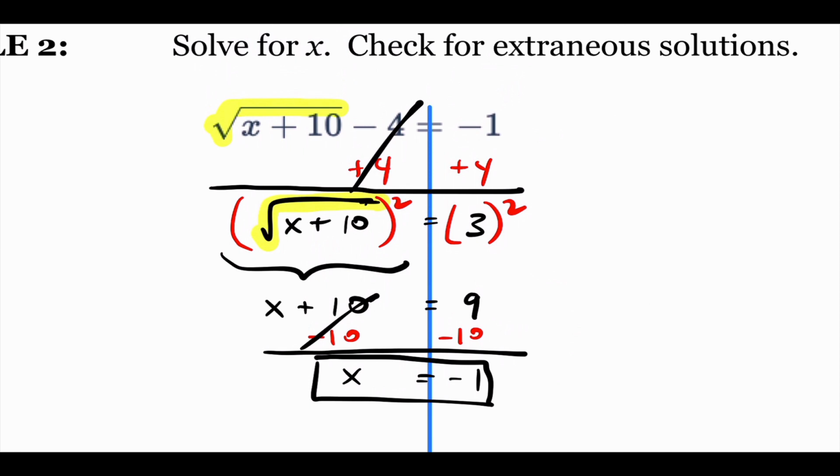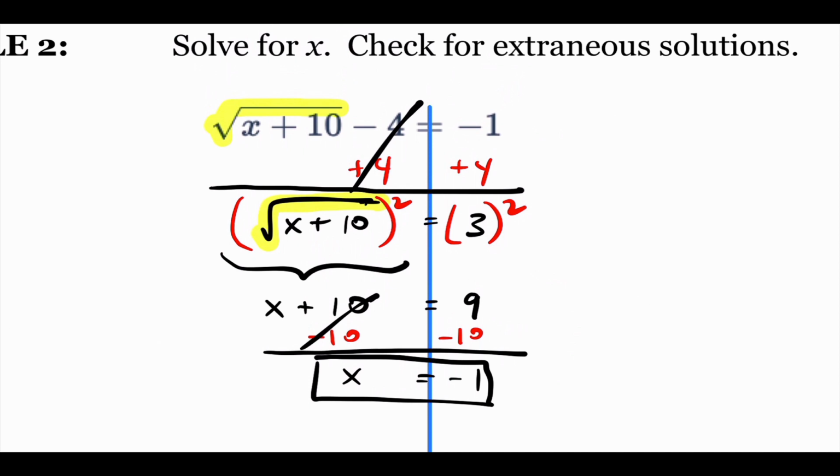Okay. So I told you, how do we know if something's extraneous? Because they're going to say leave out. We always leave out extraneous. It's an answer that doesn't work. So how do we check to see if it works or not? Well, we plug it back into the equation.